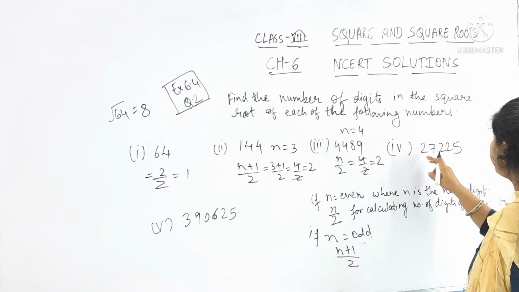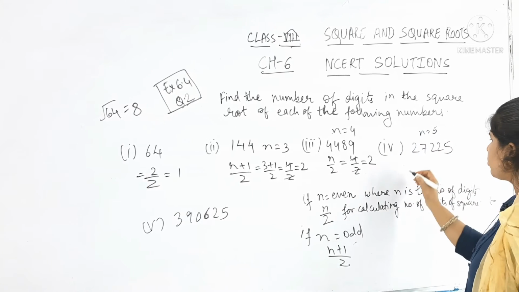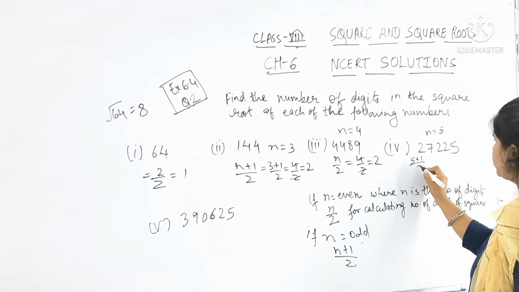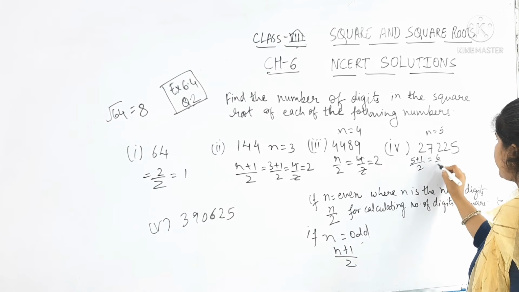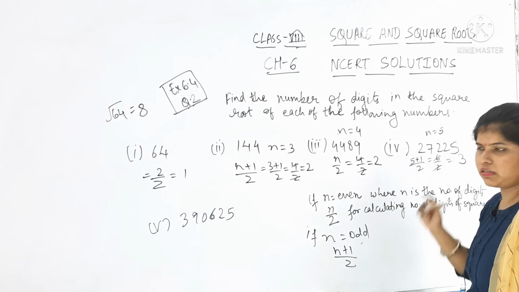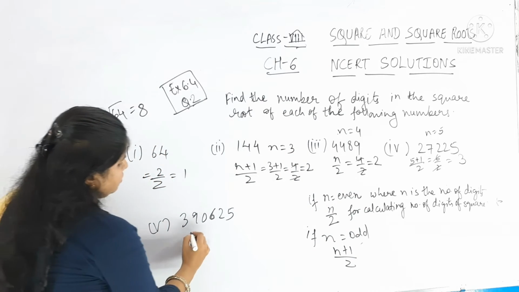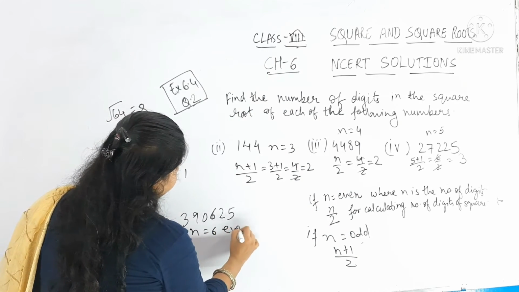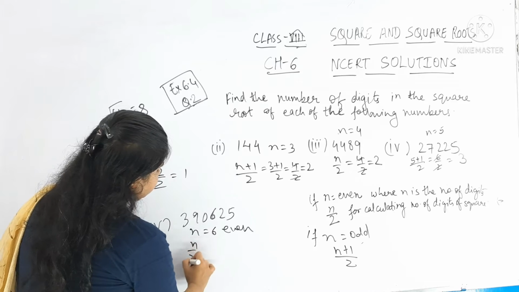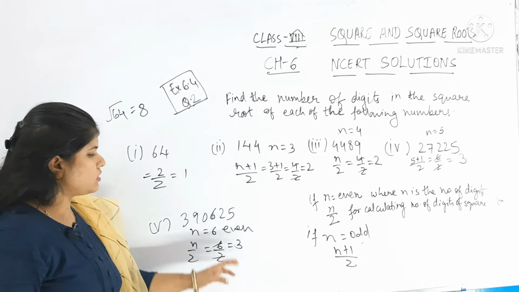Here you can count: 4 and 5. So n equals 5, which is odd. So 5 plus 1 by 2 is 6 by 2, and the answer is 3. So the square root will have 3 digits. Here you can count 1, 2, 3, 4, 5, 6, so n equals 6, which is even. So n by 2 is 6 by 2, the answer is 3. So the digits are 3.